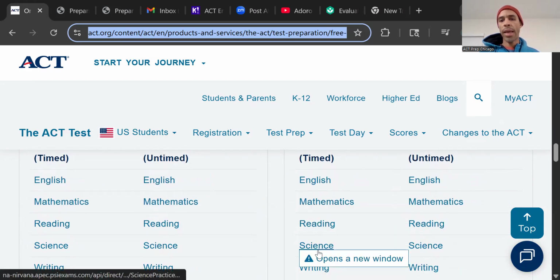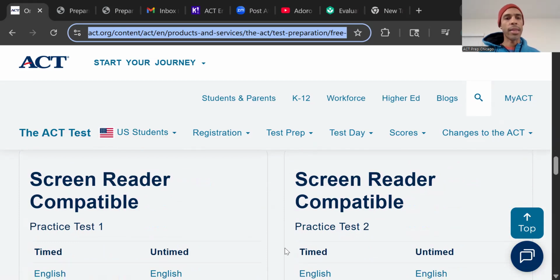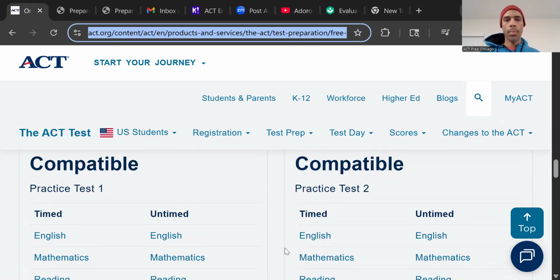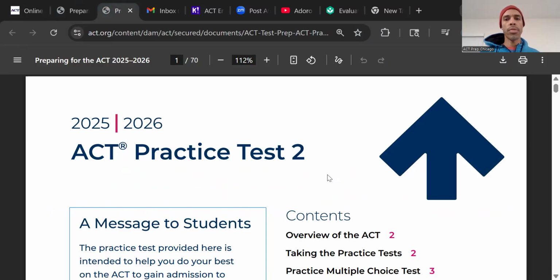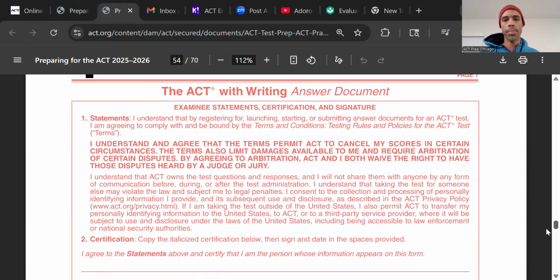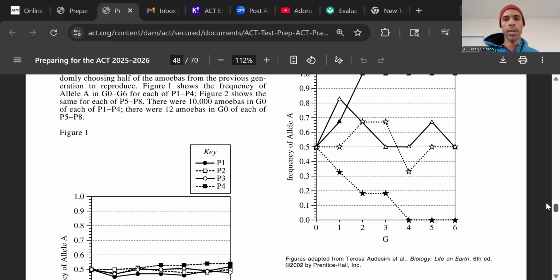And we're going to do the science section today. So without further ado, let's get started. The science section is all the way at the bottom, the last section of the exam.